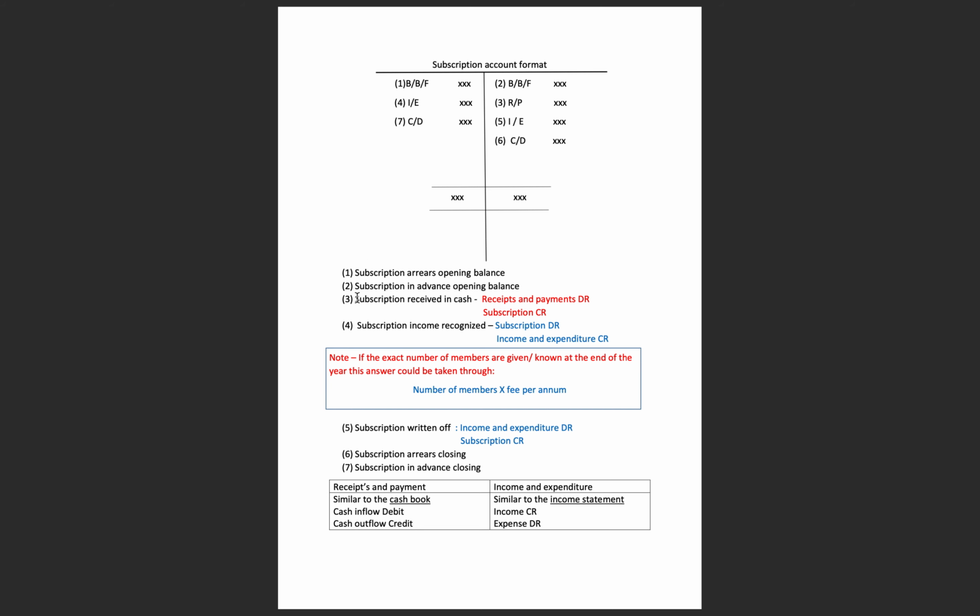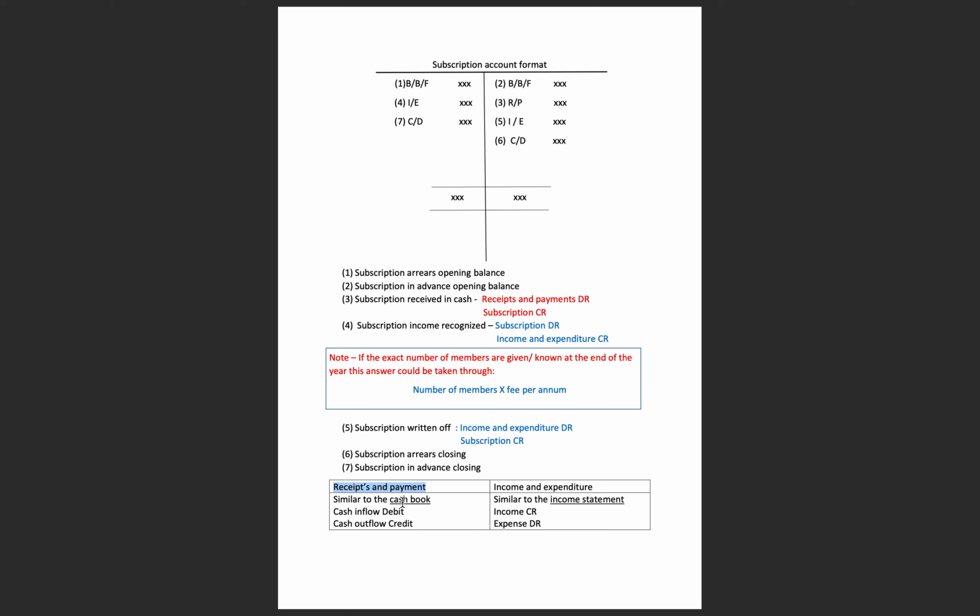Number 3, subscription received in cash. Now guys, over here I have given you something called R&P. What do you mean by R&P? R&P is the full form of receipts and payments account. Before we go into that, let me explain a little bit. A quick note: the receipts and payments account is similar to a cash book. Profit making organizations prepare something called a cash book. Non-profit making organizations also prepare a similar thing, but they give it the name receipts and payments.